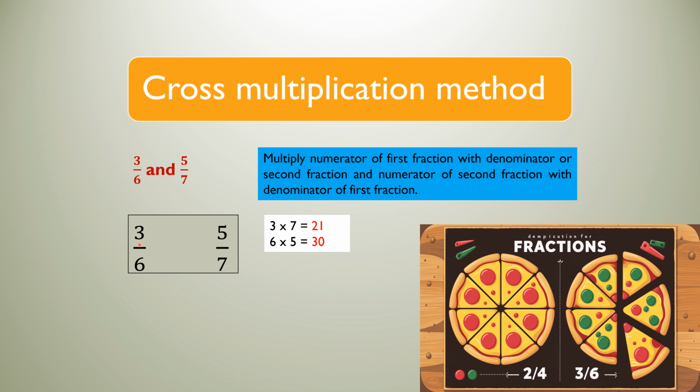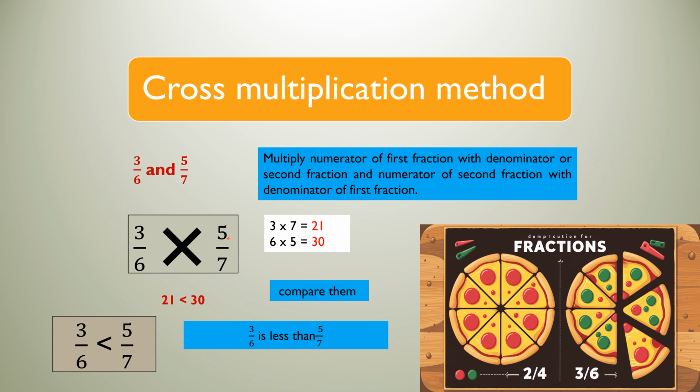We will multiply this 3 by 7 and we get 21, and we will multiply this 5 by 6 and we get 30. Remember, this 21 is for first fraction and this 30 is for second fraction. As you can see, this 21 is less than 30. So we can easily say that 3 by 6 is less than 5 by 7. I hope you find it very simple and easy.